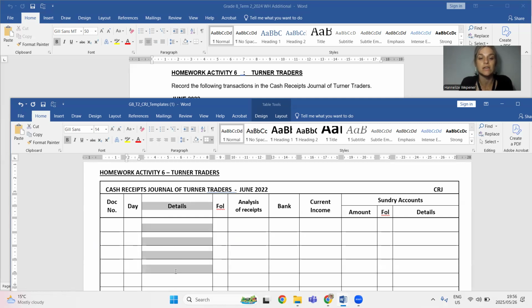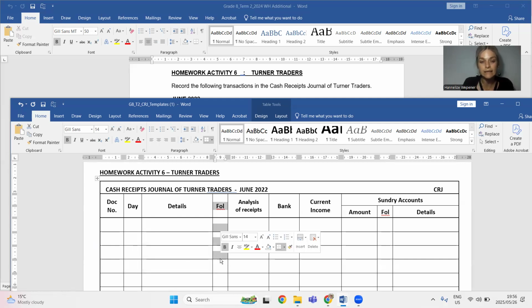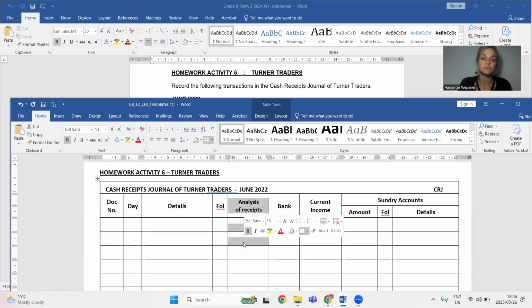Then we are going to say who we received this money from. Folio for you guys for now, we're just going to leave that blank. Analysis of receipts we will use whenever we receive the money at the business premises. So in other words, not directly into our bank account because we received a direct deposit, for instance. So cash receipts received at the business premises will go to analysis of receipts.